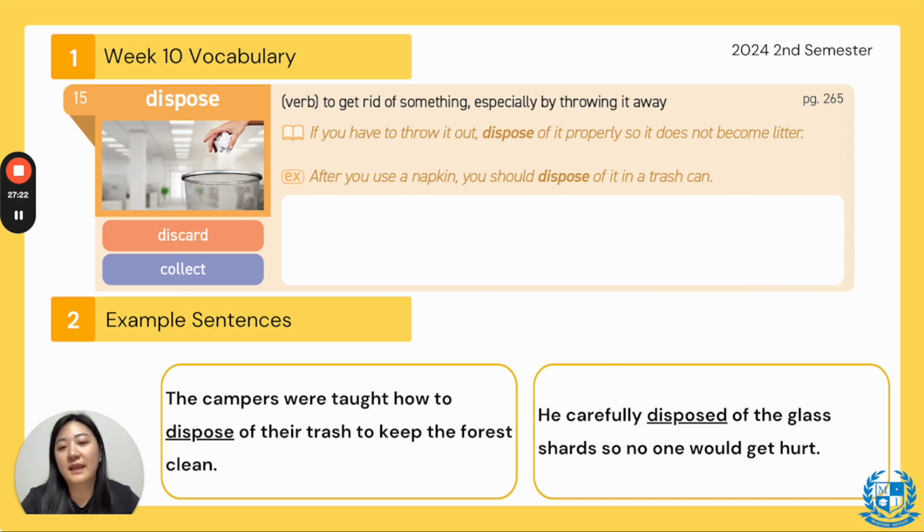Here, the campers were taught how to dispose of their trash to keep the forest clean. Again, we're not going to just keep our trash all in the forest after camping. Next, he says, he carefully disposed of the glass shards so no one would get hurt. Glass shards are like pieces of glass. So you don't want to just put that in the trash bag because it might rip and then it might hurt somebody. So instead, throw it away in a better way. Also, in Korea, there is a special way to dispose of batteries. You should not put batteries in the trash too. If you didn't know that, you learned something new.